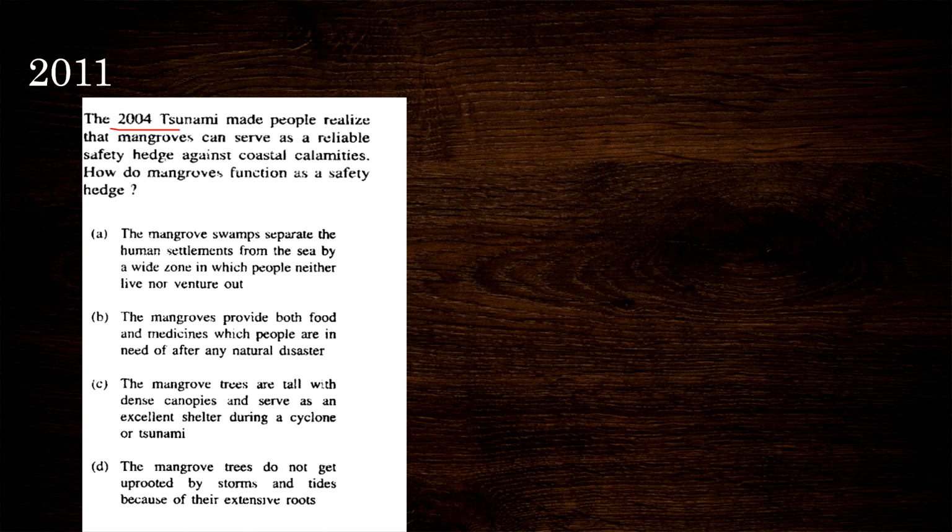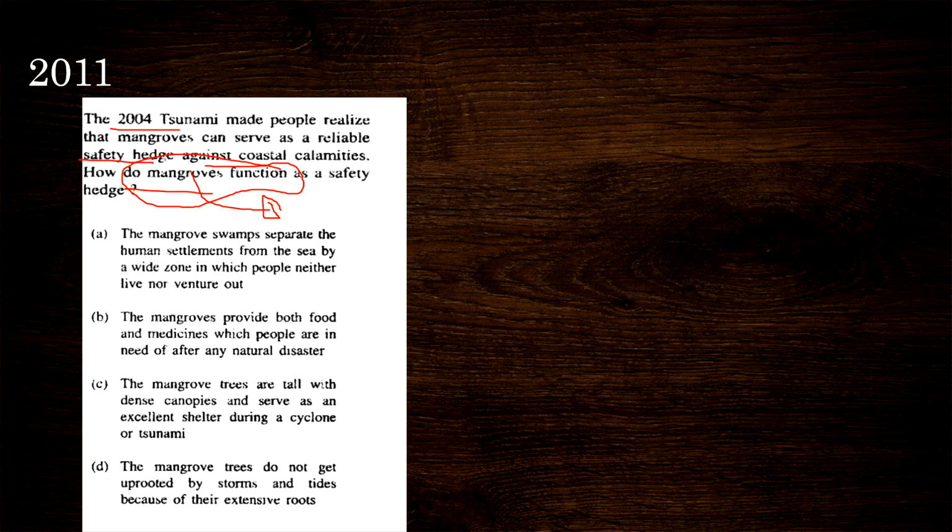Reliable safety hedge against coastal calamities. How do mangroves function as a safety hedge? When we are talking about the functions of any geographical or environmental system, please remember that the answer should be something unique to it. We have already seen a question like this in our previous slides. So something unique to mangroves should be the answer here, that which could provide a reliable safety hedge against coastal calamities.